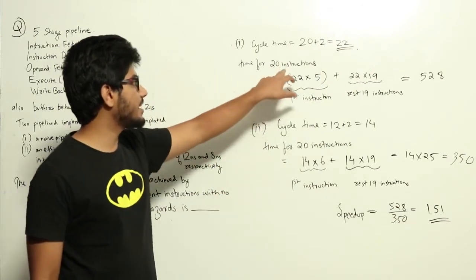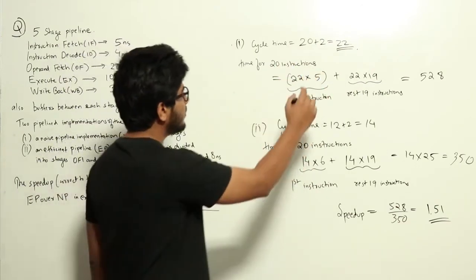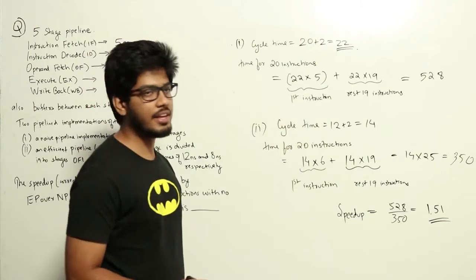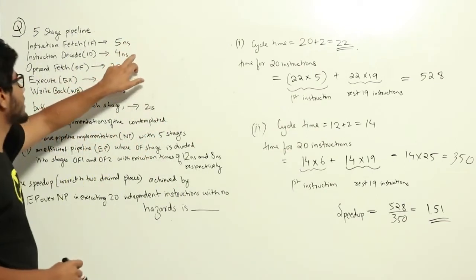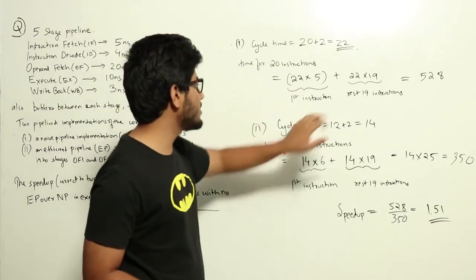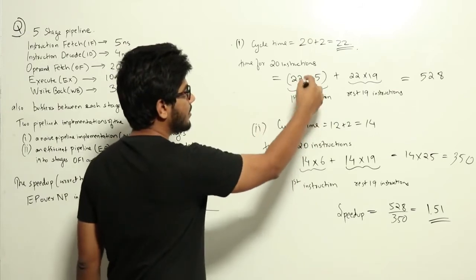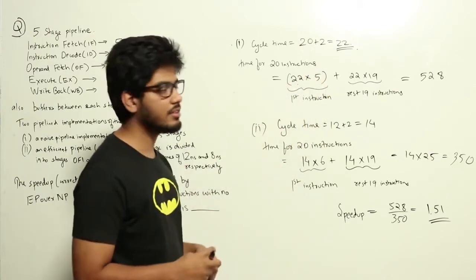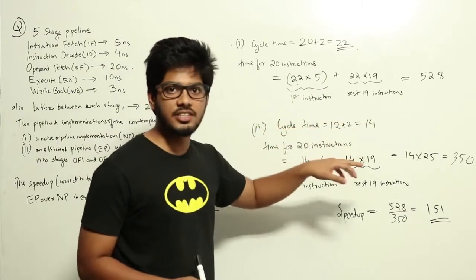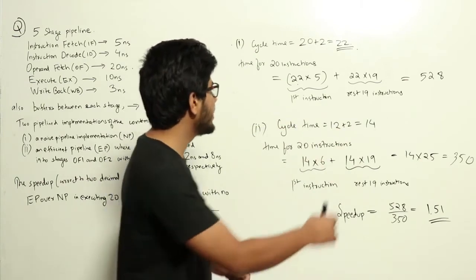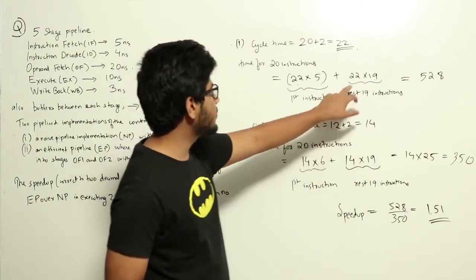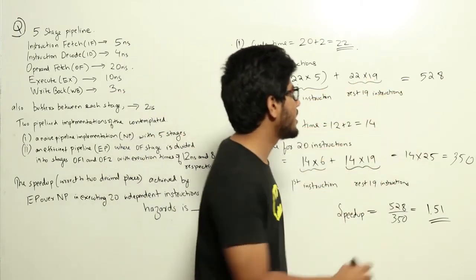Now let us see what will be the time taken to execute 20 instructions. The first instruction will take 1 cycle time for each of the stages in the pipeline. There are 5 stages in the pipeline, as you can see here. Each of these stages will take 1 cycle time each. So for executing the first instruction, it will take us 22, that is cycle time, into 5 stages. But after this, pipelining will come into picture and each additional instruction will only take 1 cycle time for executing. Meaning, the rest of the 19 instructions will take only 1 cycle time, that is 22. So the total time taken is 22 into 19 plus 22 into 5, that is 528 nanoseconds.